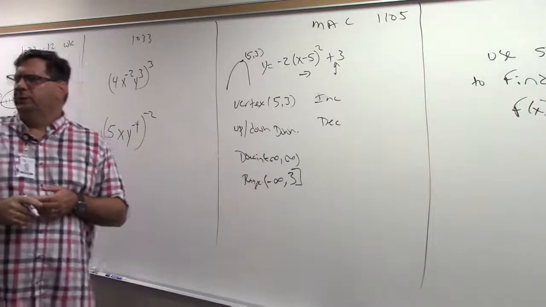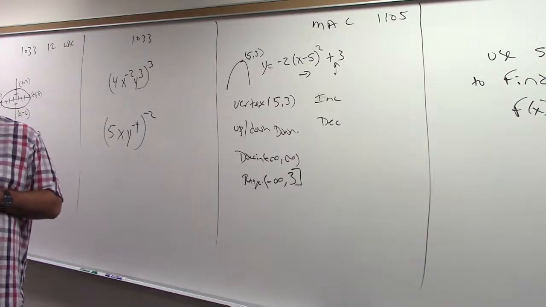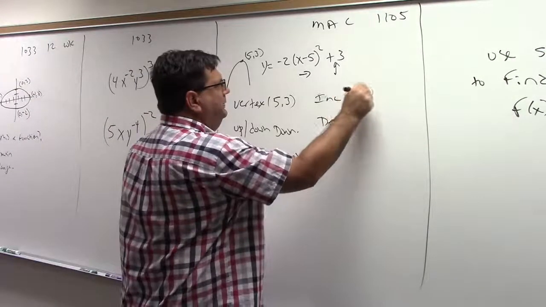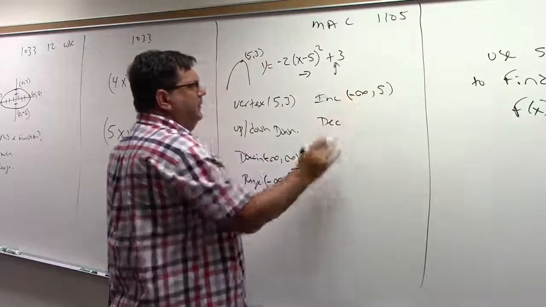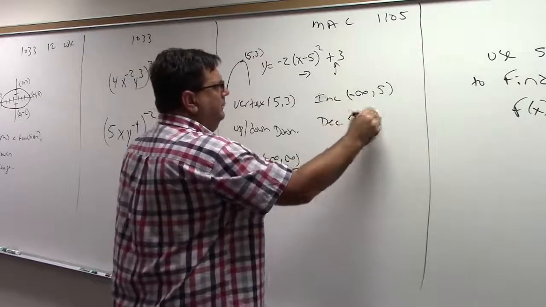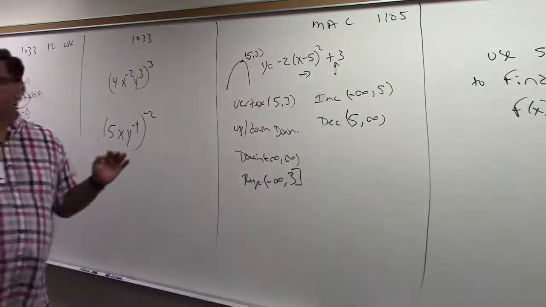Increasing. Negative infinity to 5. I agree. Decreasing. 5 to infinity. Very good. All right.